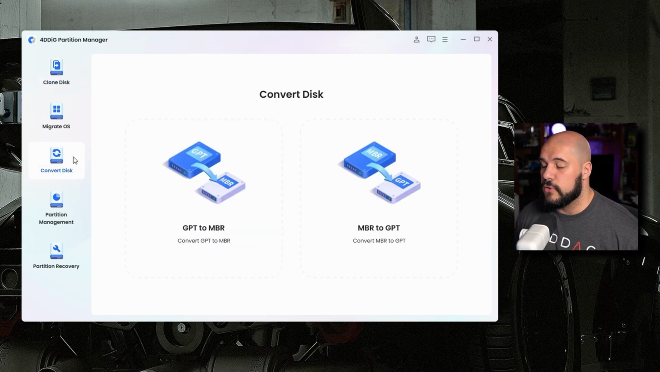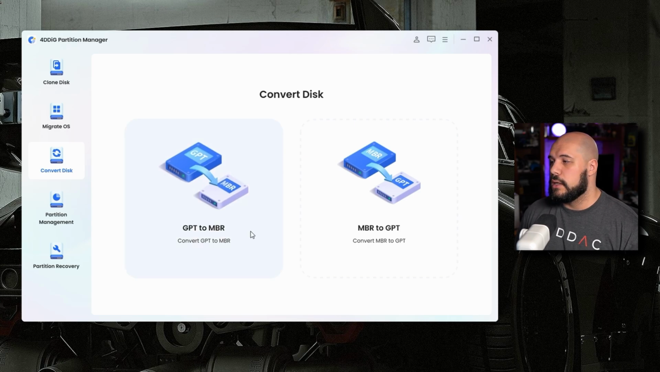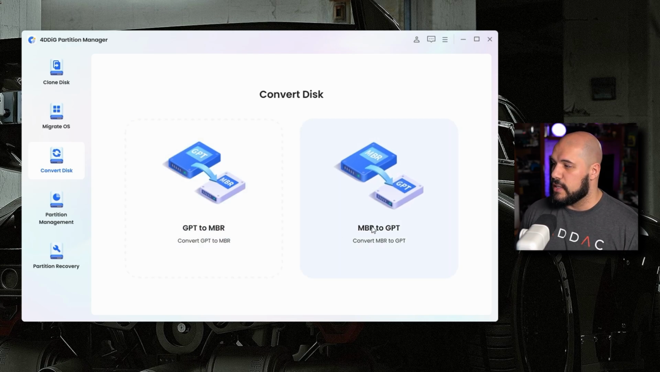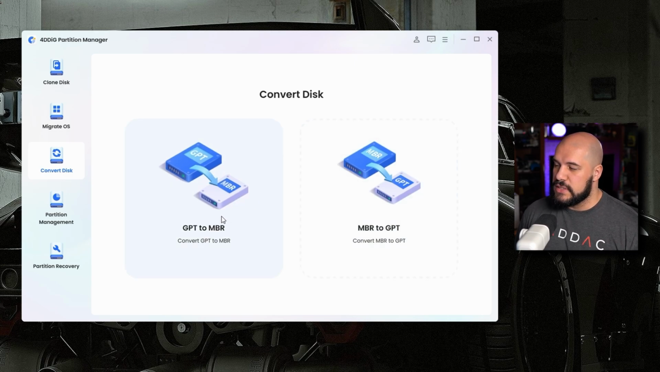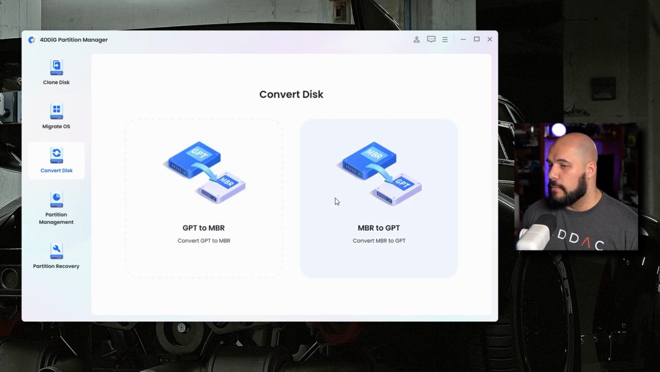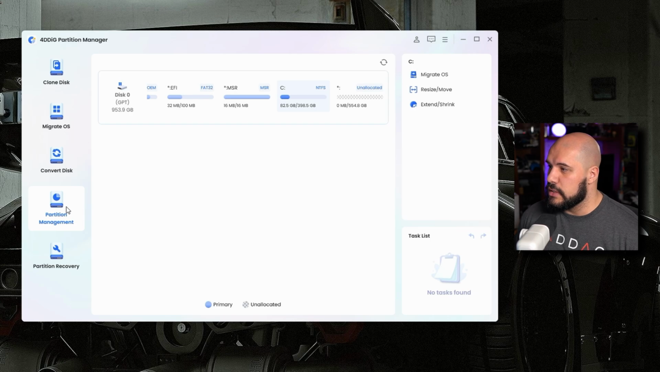Now the next one, convert disk, is relatively important. As I mentioned, with Windows 11, your primary drive has to be GPT. A lot of tools don't allow you to do this on the current active drive. So if you are upgrading from Windows 10 to Windows 11 and your current drive is MBR, using this MBR to GPT tool will be extremely handy. I don't really see a lot of reasons you would want to go from GPT to MBR, but the option is available to you. So partition management is another really handy one.